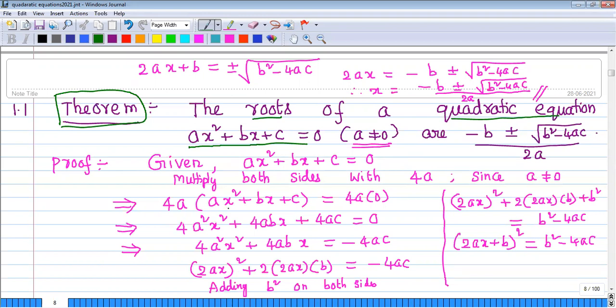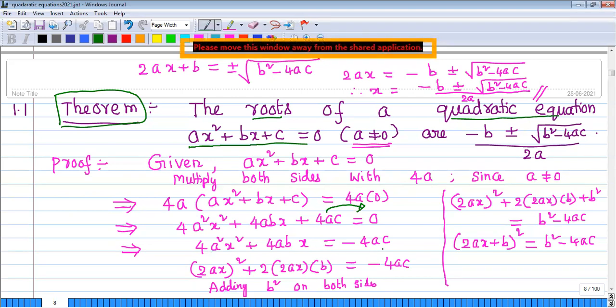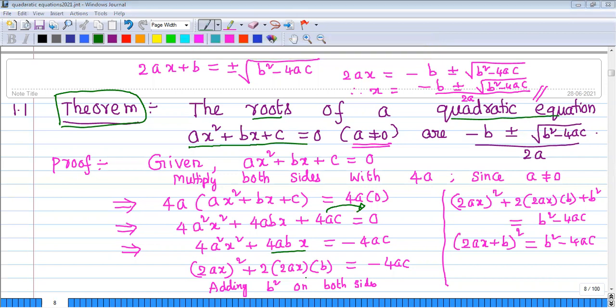So 4a times ax square plus bx plus c equal to 4a into 0. This is 4a times here ax square, which means 4a square x square plus 4abx plus 4ac equals to 0. Transpose 4ac to the right hand side, that becomes minus 4ac. This 4a square x square plus 4abx is equal to minus 4ac. This 4a square x square we can write as 2ax whole square, plus this can be written 2 times 2ax into b. This is a square plus 2ab form. Here b square is absent.